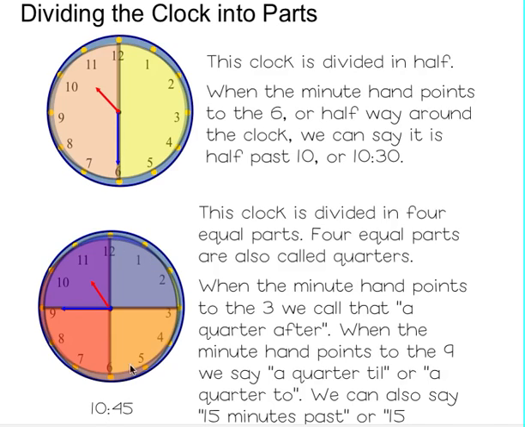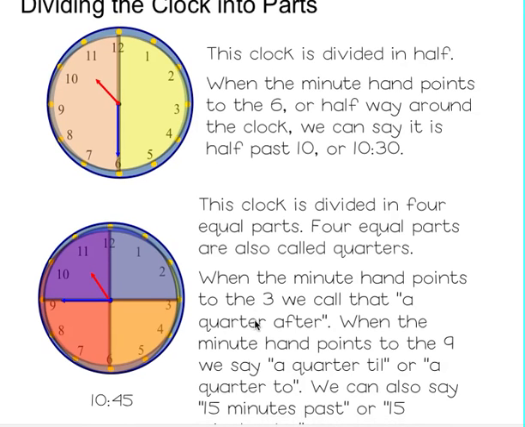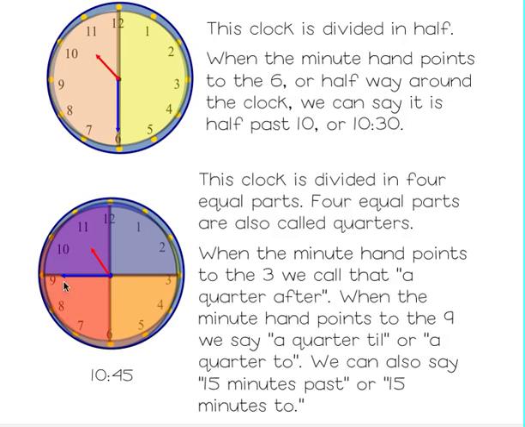When the minute hand is pointing at the 9, like it is on this clock, we say that it's a quarter till or a quarter to the next hour, because we have 1/4 of the clock to go until it's the next hour, or until it's the next o'clock. We can also say that it's 15 minutes past the hour if the minute hand is pointing at the 3, or we can say it's 15 minutes to the hour if the minute hand is pointing at the 9.